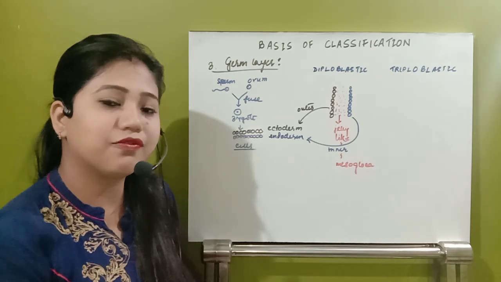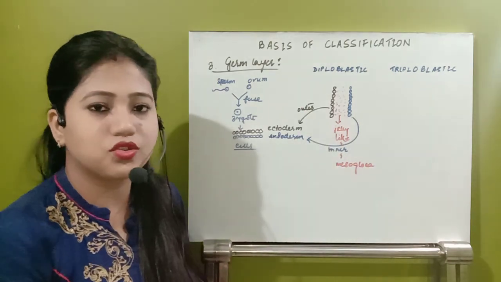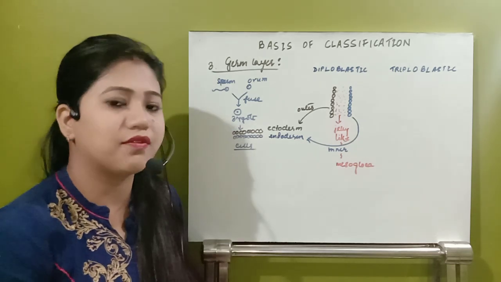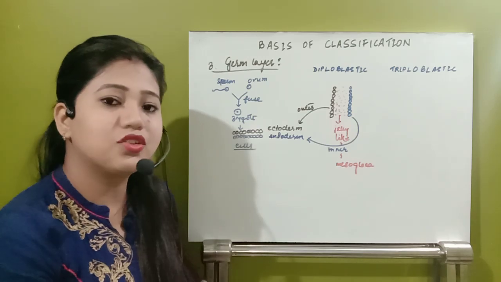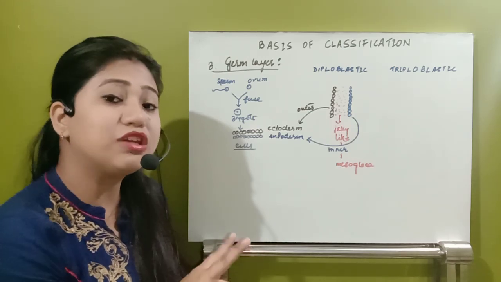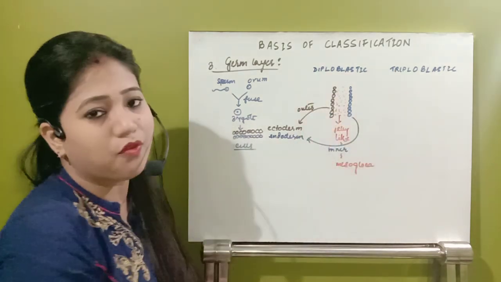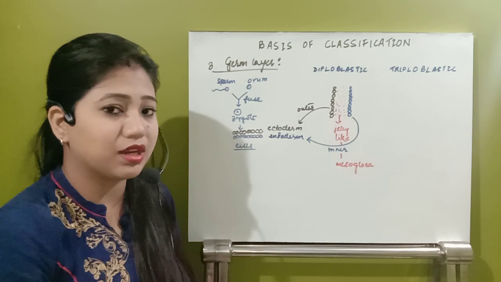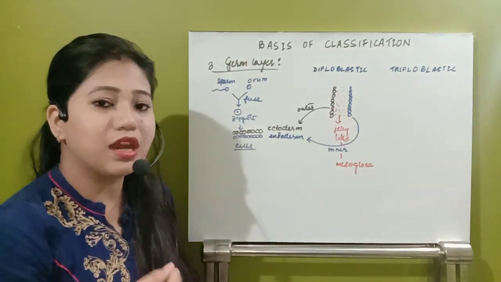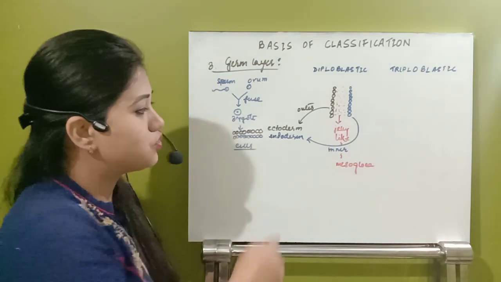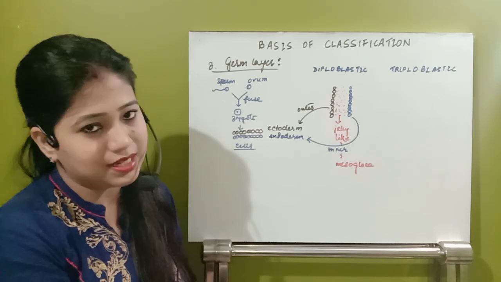So what happens in the diploblastic animal in its embryonic state? When the embryo is formed, it will have only two germinal layers. Later on these germinal layers form different organs, and after that the complete organism is formed. But in the embryonic state, only two germinal layers are possible, only ectoderm and endoderm, and in between them a jelly-like matrix is developed. This is known as mesoglea. Those types of animals are known as diploblastic animals.